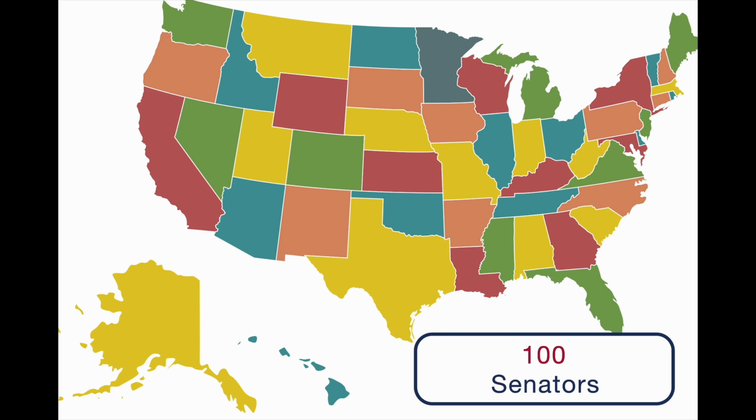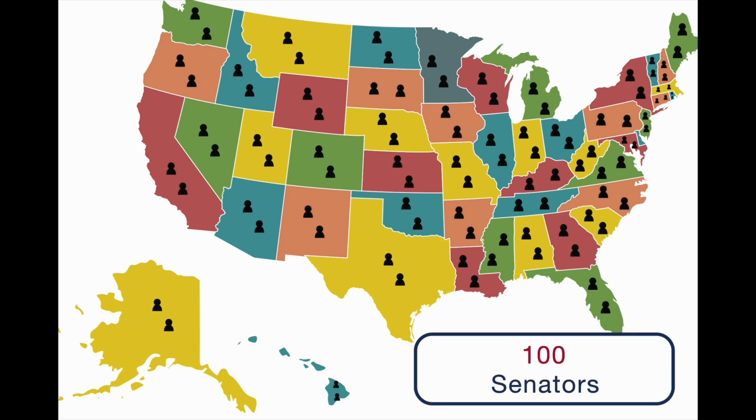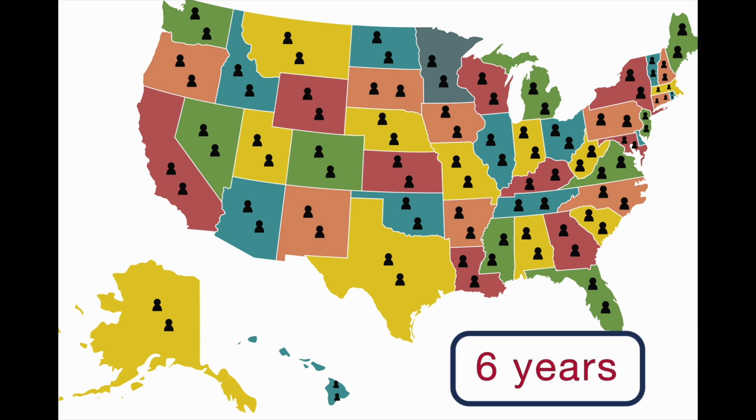There are 100 senators in the United States Senate. There are 50 states in the United States, and each state has 2 senators. A U.S. senator represents all of the people in their state for 6 years.